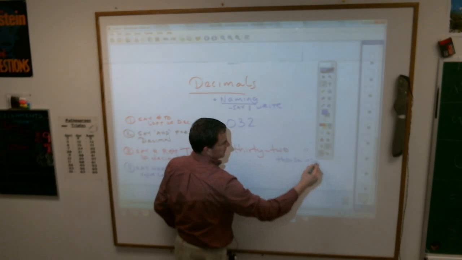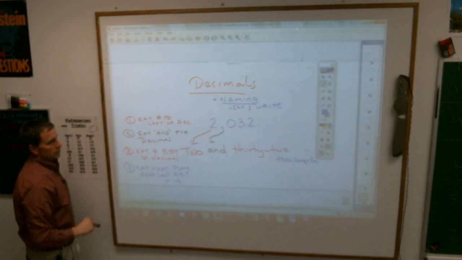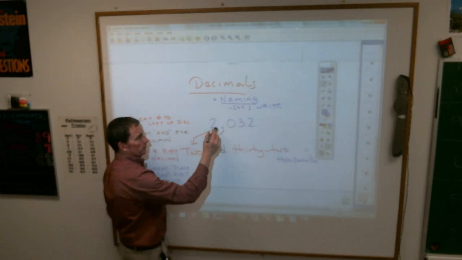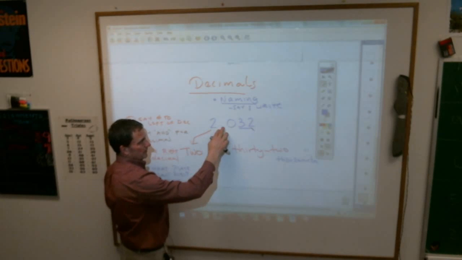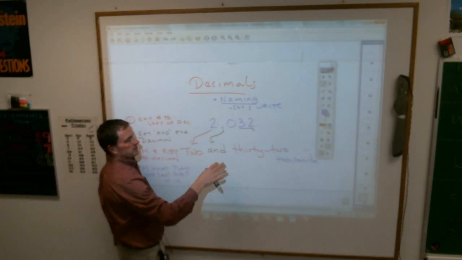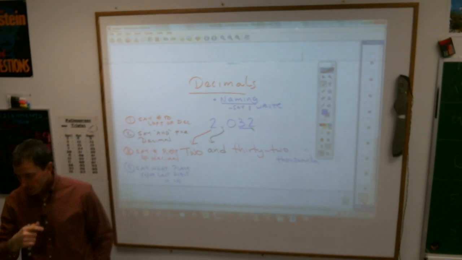Make sure you put that TH on there because if the TH isn't there, it puts it in a whole different ballgame. So when you say this number, it's 2 and 32 thousandths. If you're writing it out, it's the same way you say it. Let's do a couple more examples here.